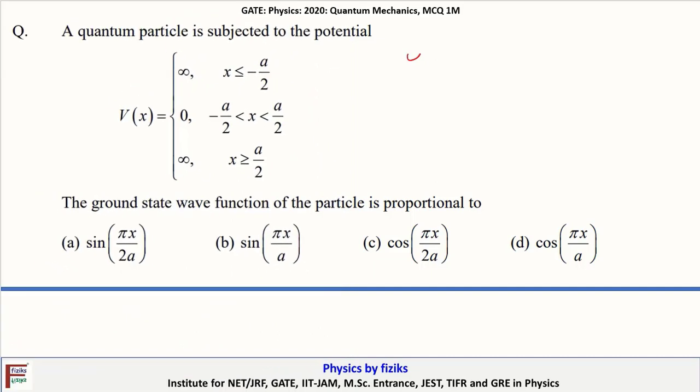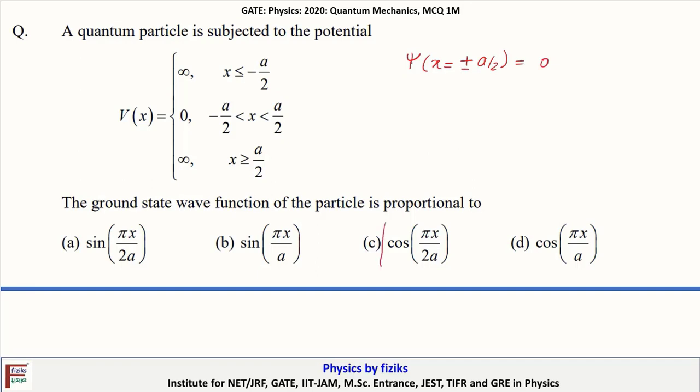A quantum particle is subjected to a potential defined as follows. Now, the question is asking: the ground state wave function of the particle is proportional to what? Solving such type of question, we just have to focus on the boundary condition, and the boundary condition for this problem is V for psi(x) at plus minus a by 2, psi must be 0.